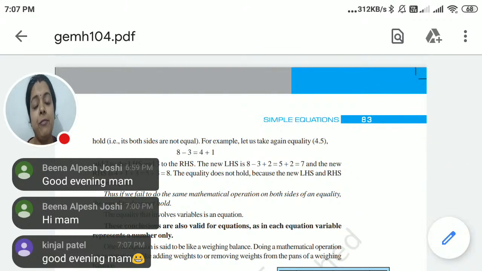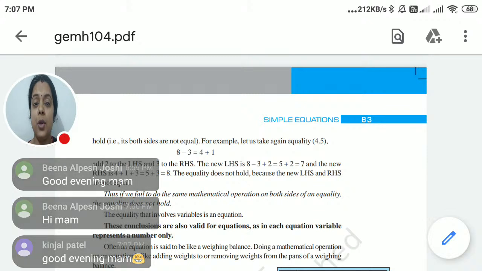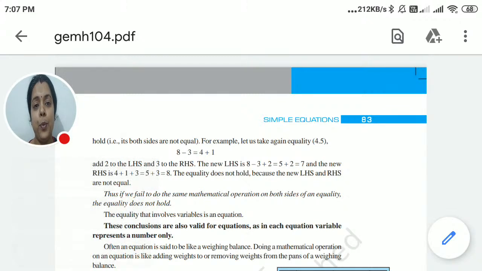So, what we are going for today is exercise 4.2. And what's the name of the topic? It is simple equations. I hope you people have done it very well.